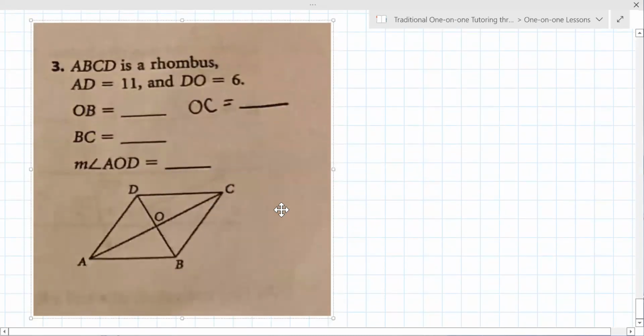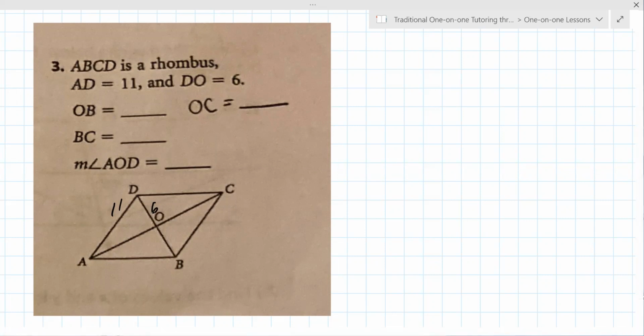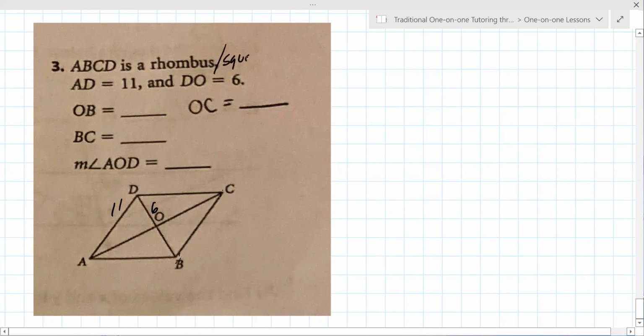Okay, ABCD is a rhombus. AD is 11. D to O is 6. So what is B to C? A rhombus shares a lot of properties with squares. I think it's also 11. I always think of a rhombus as a square that's been pushed over.